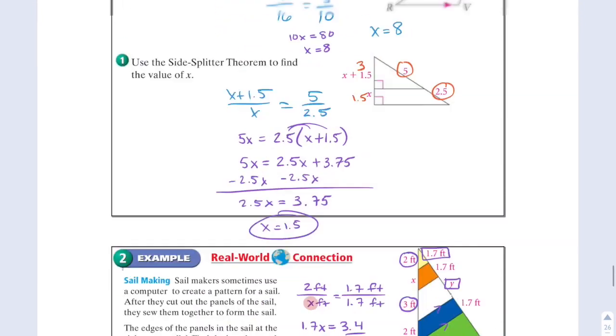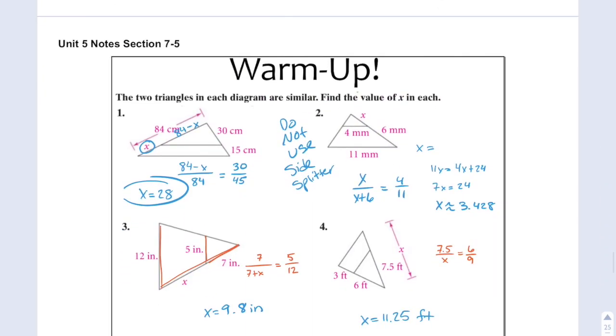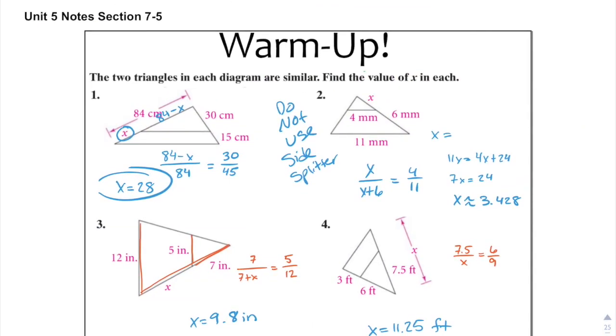And that, again, was a recap and review of the Section 7.5 notes. Have a nice night.